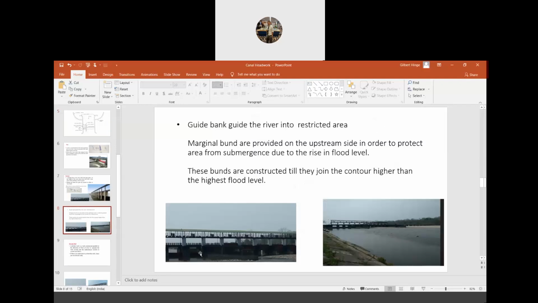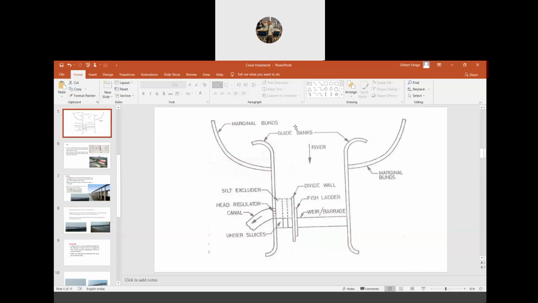If you can see here, this is the guide bank basically. Here they provide some stone in order to protect this guide bank. So this is how we guide the river so that it will flow into a particular path so as to raise the level of water. And then the marginal bunds. Now, because we have guided the river here and restricted the flow, the water level will rise up, right? Because we have restricted the flow.